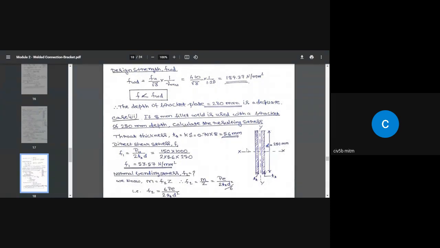Is it clear to you? So third case, it says if 8 millimeter fillet weld is used with a bracket of 250 millimeter depth, calculate the resulting stress. This problem is direct.